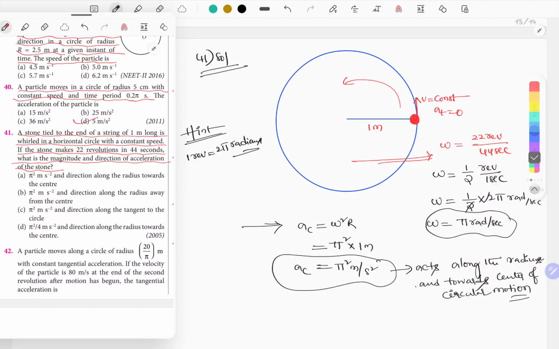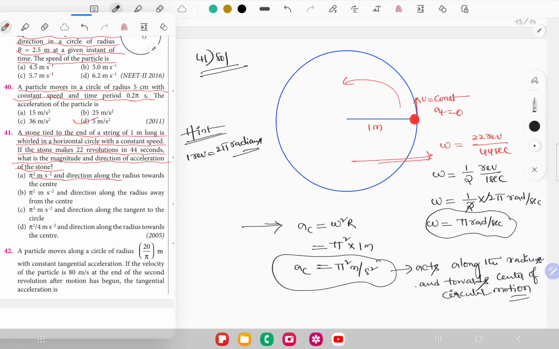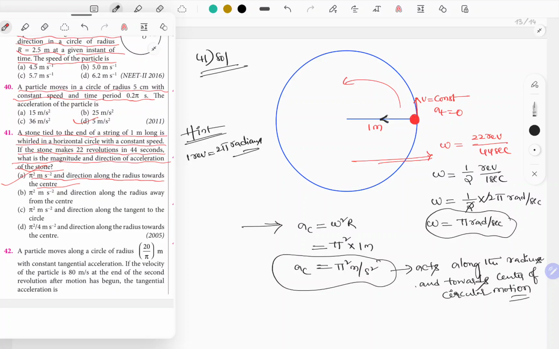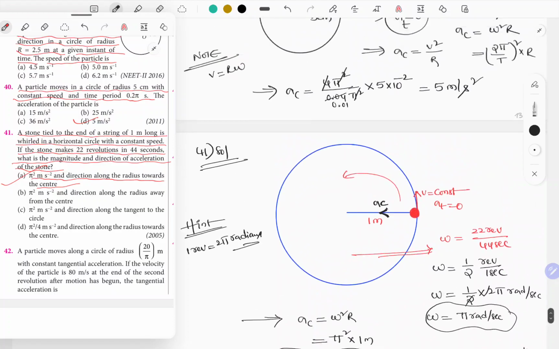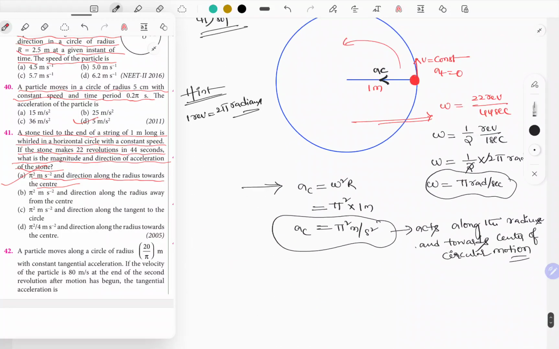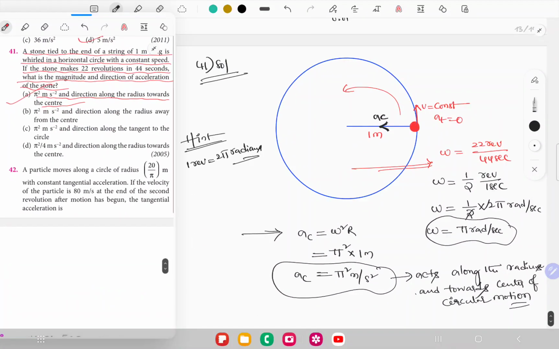Very good. Which option matches? The first one: pi square meter per second square and directed along the radius towards the center. The first option itself is correct. 41, clear guys? Yes. The second option is also there: pi square meter per second square and direction along the radius away from the center. No, centripetal acceleration is always towards the center of the circular motion. Remember this: centripetal acceleration direction is always towards the center of the circular motion.